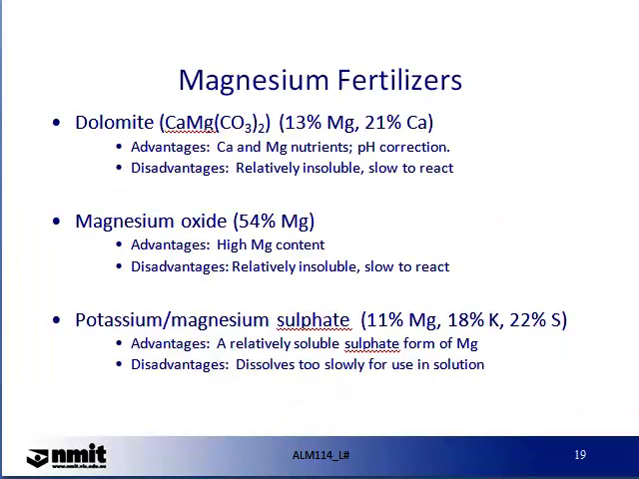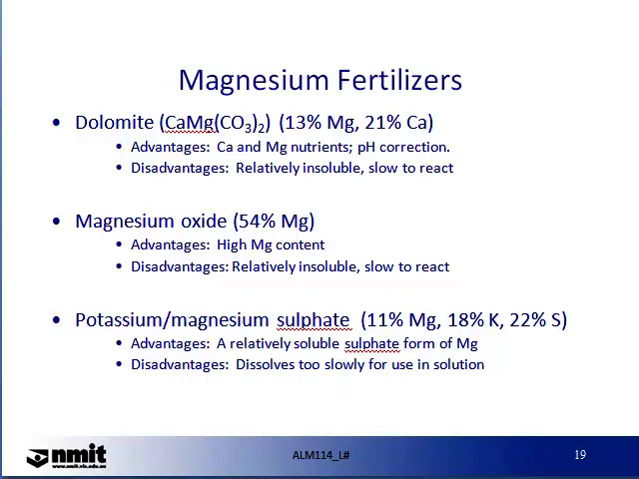There are several magnesium fertilizers commercially available. The most commonly used is dolomite. This has the advantage that it has both calcium and magnesium nutrients, and it allows for a pH correction. The disadvantage of dolomite is that it's relatively insoluble and slow to react. Magnesium oxide contains 54% magnesium. This is a high magnesium content, although, like dolomite, it is relatively insoluble and slow to react.